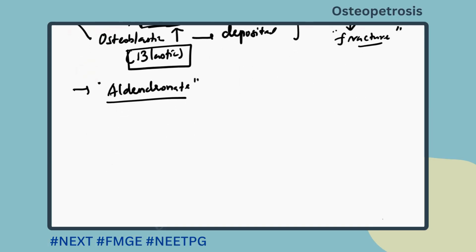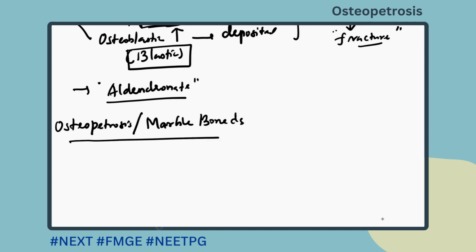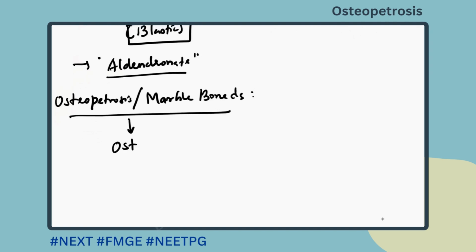Then there is a condition called osteopetrosis. Osteopetrosis is also called marble bone disease. What happens in osteopetrosis? Here, osteoclastic activity is defective.